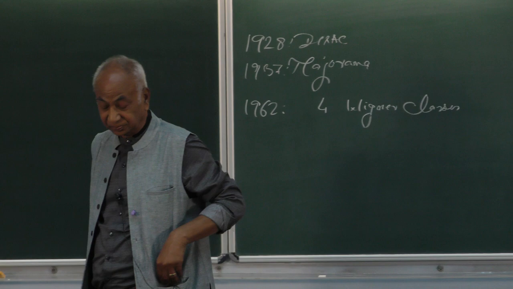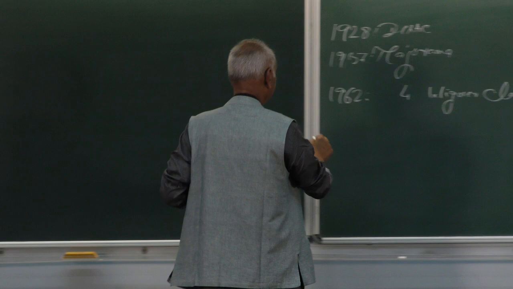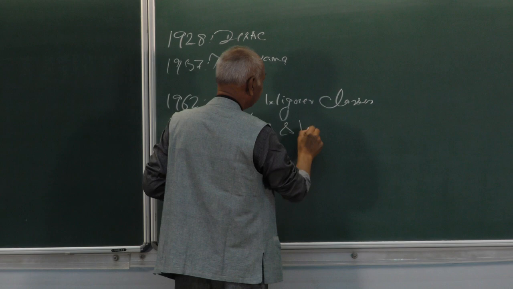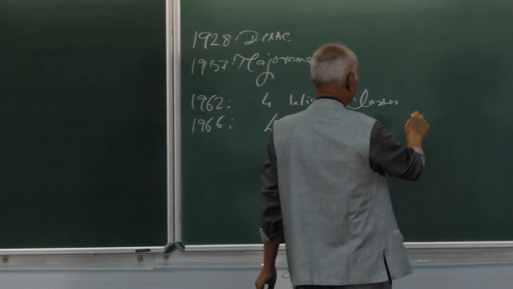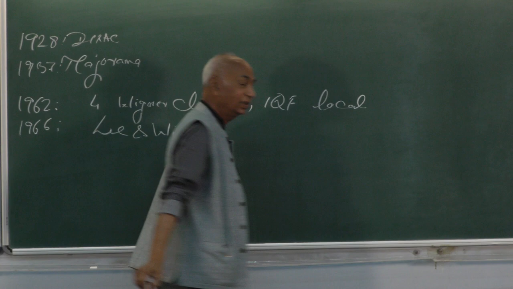A little later, 1966, Lee and Wick point out that there are 4 Wigner classes, but there is only one quantum field which is local, and that local field is the Dirac field for spin-half.